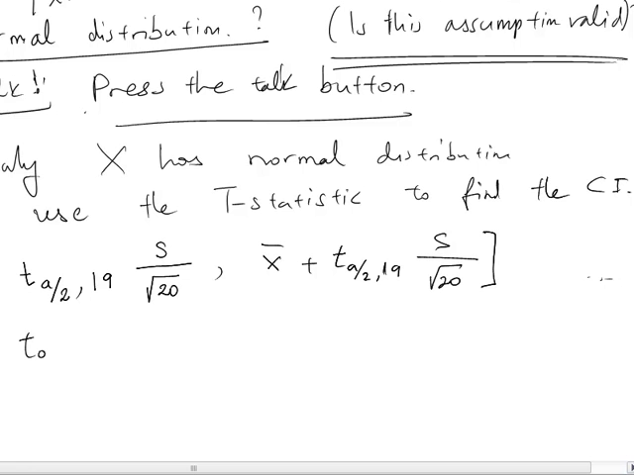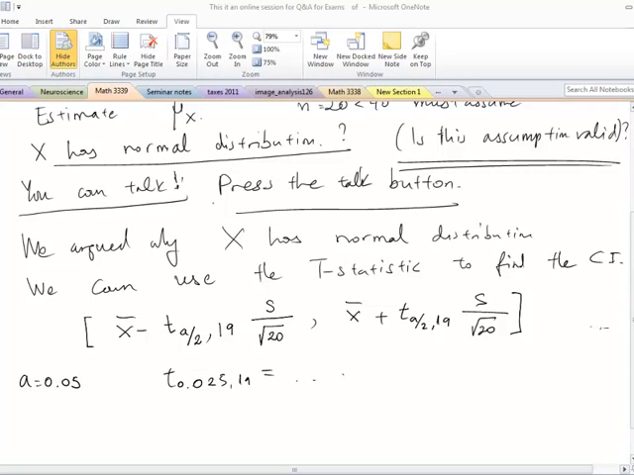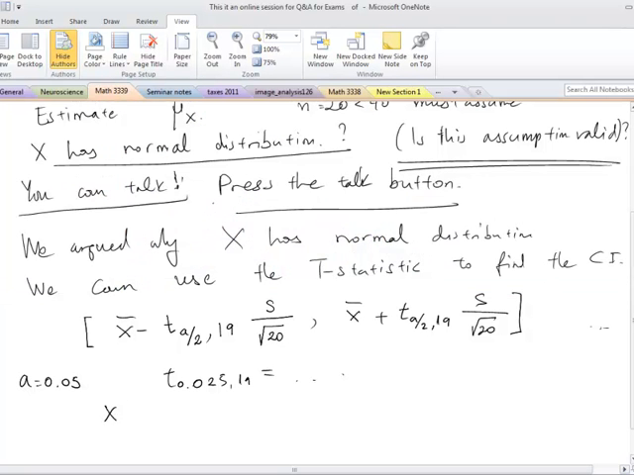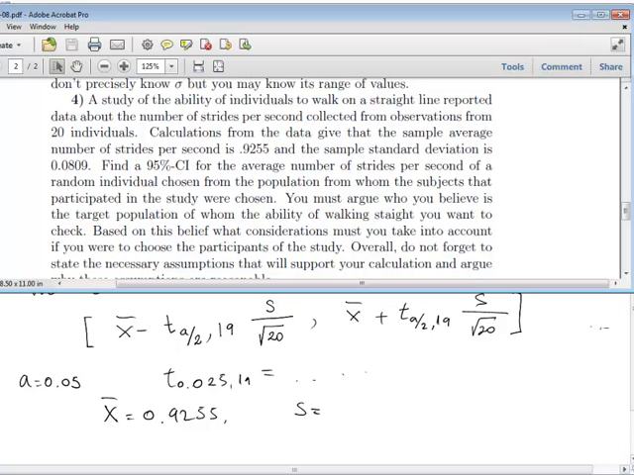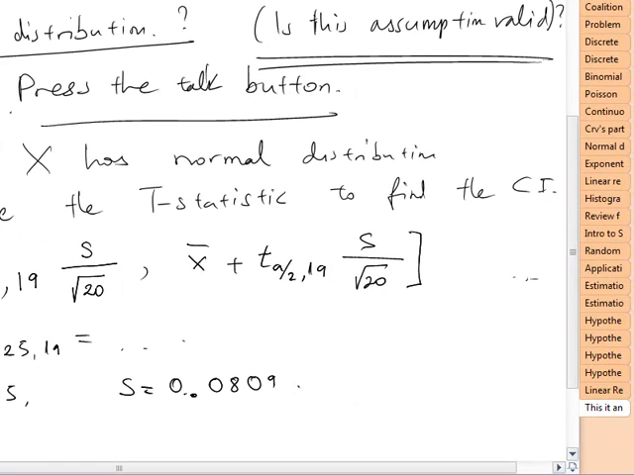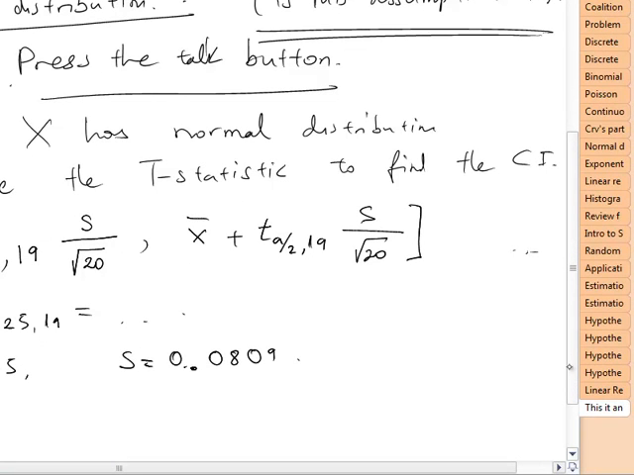So this is the t, 0.02519, and this 0.02519 can be found in the tables. S and X bar are given in the problem, so I'm not going to supply those numbers, so we can quickly move to something different. X bar is 0.9255, and S, the sample standard deviation, is 0.0809. And that actually completes this particular problem.